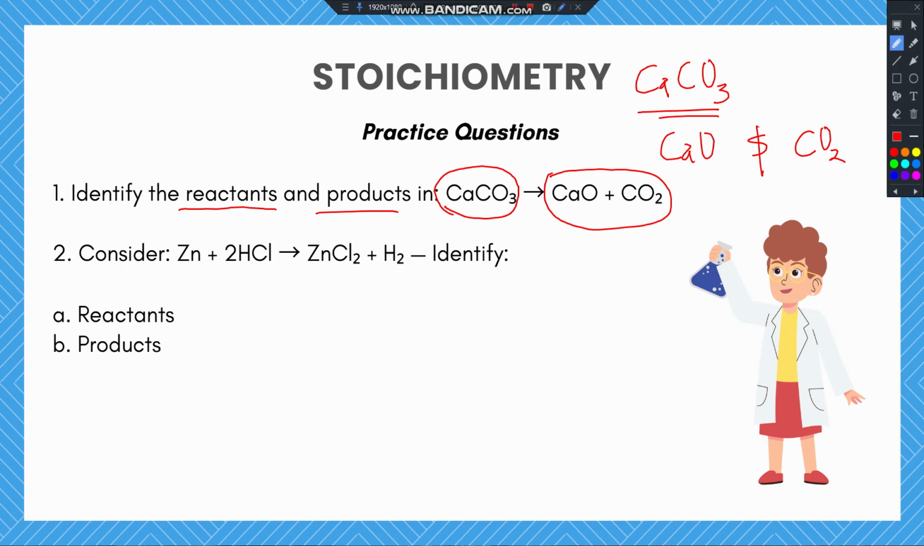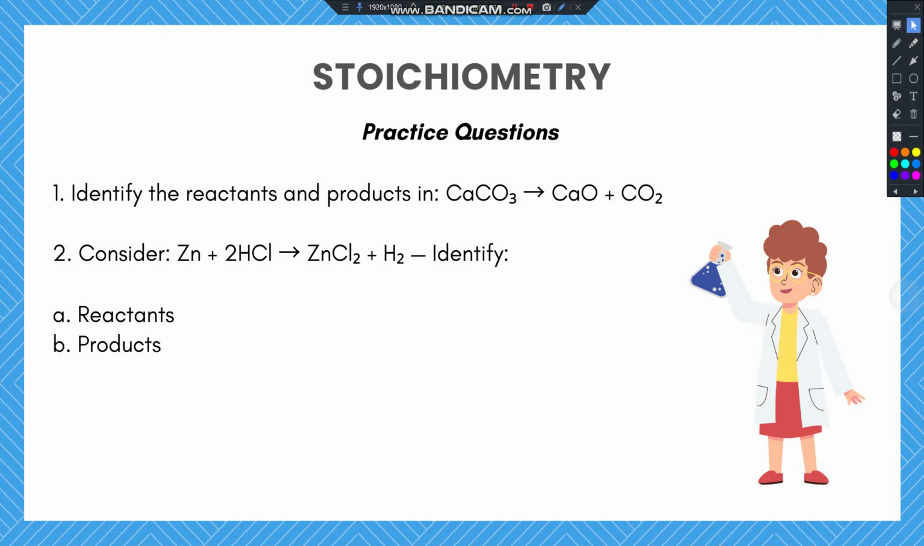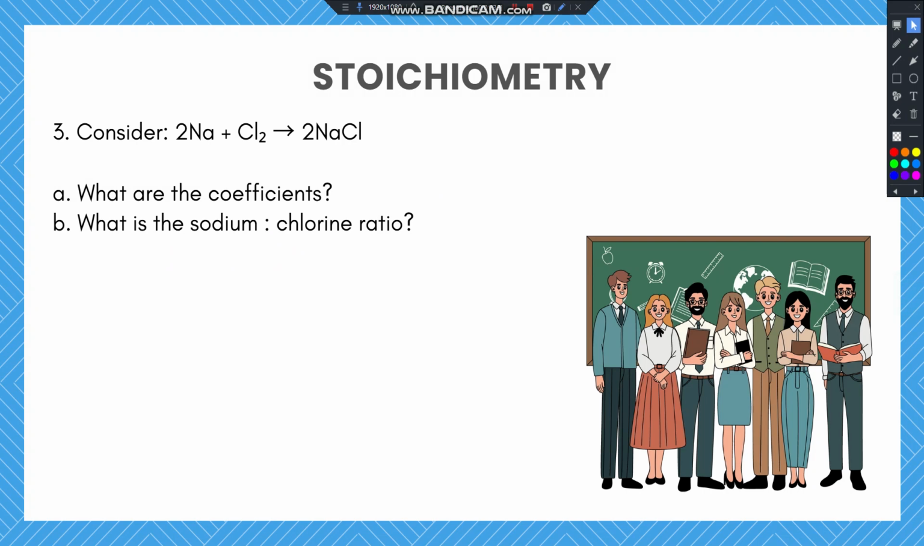Next up, we have this chemical equation, and we are asked to identify the reactants and the products. The reactants also are on the left hand side of the chemical equation. That is zinc, Zn, and hydrochloric acid, HCl. And on the right hand side lies the product, zinc chloride, ZnCl2, and hydrogen, H2. So the reactants and the products for these chemical equations have been fully identified. Let's move on to the next question.